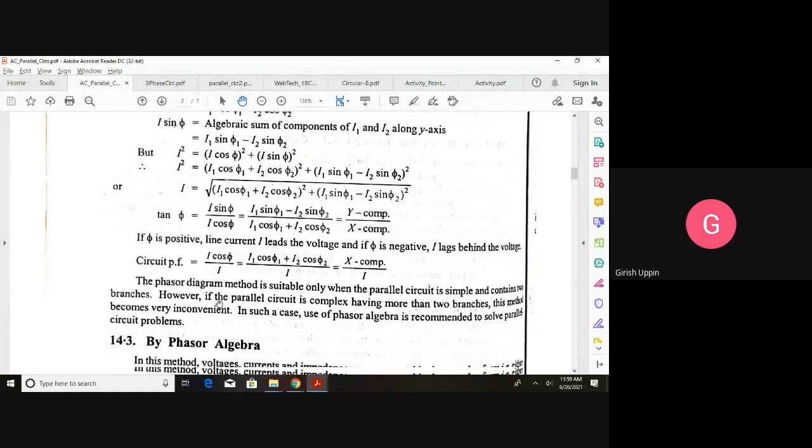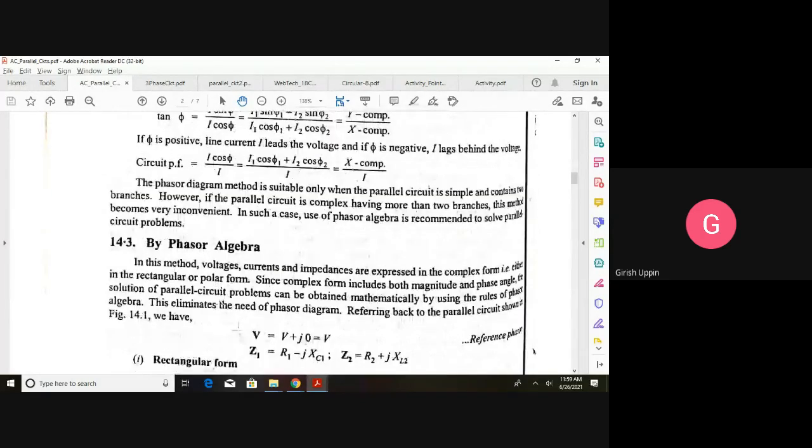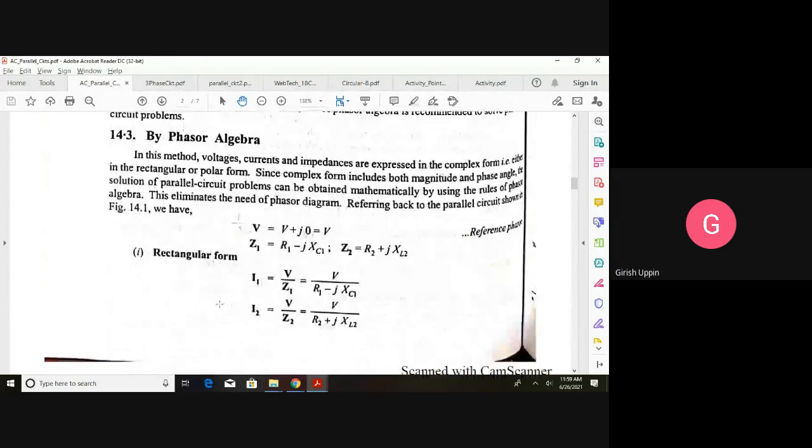Then using phasor algebra. Phasor algebra is also one recommended way of solving. You can use phasor algebra, or you can use the impedance method. So we'll see the impedance method in phasor algebra. The first thing is how these impedances are represented. These impedances are represented as a complex number. So what is a complex number? A complex number is a number which has a real part and an imaginary part.